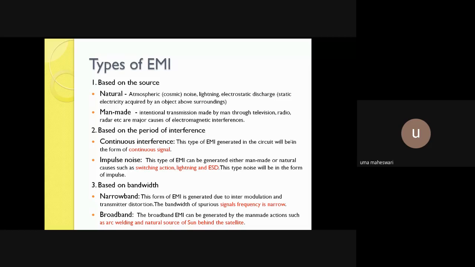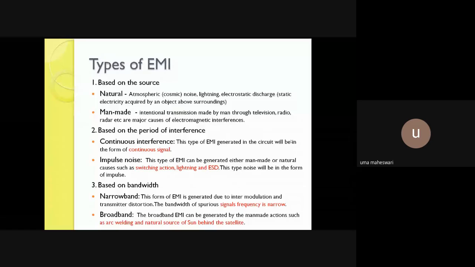So we have many classifications of EMI. Based on the source, it can be two: man-made or natural. Man-made is actually intentional transmission made by man through televisions or videos or radars, like that. Natural sources can be cosmic noise, lightning, electrostatic discharge, like that. Based on the period of interference, it can have continuous interference or impulse interference. Continuous means, as the name itself indicates, a continuous signal is generated. Impulse is a high surge-like thing, a burst-like thing. It can be caused by switching action, lightning, or ESD-related things.